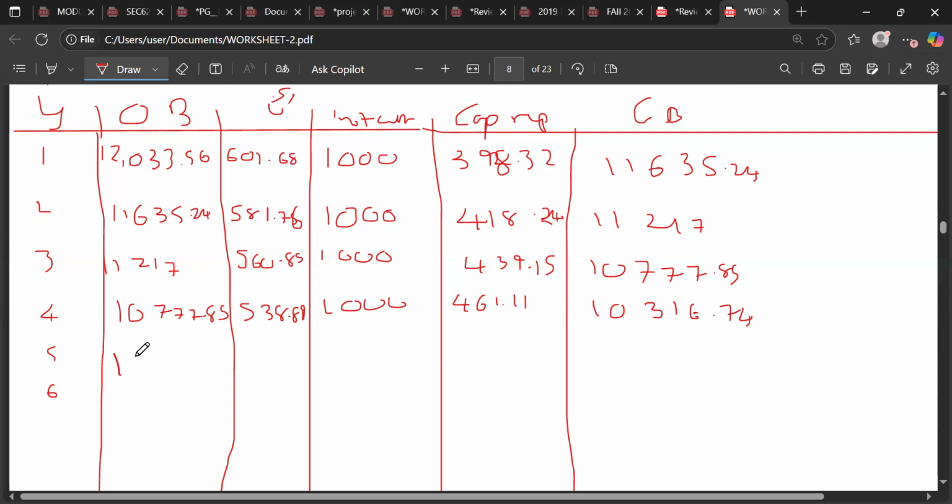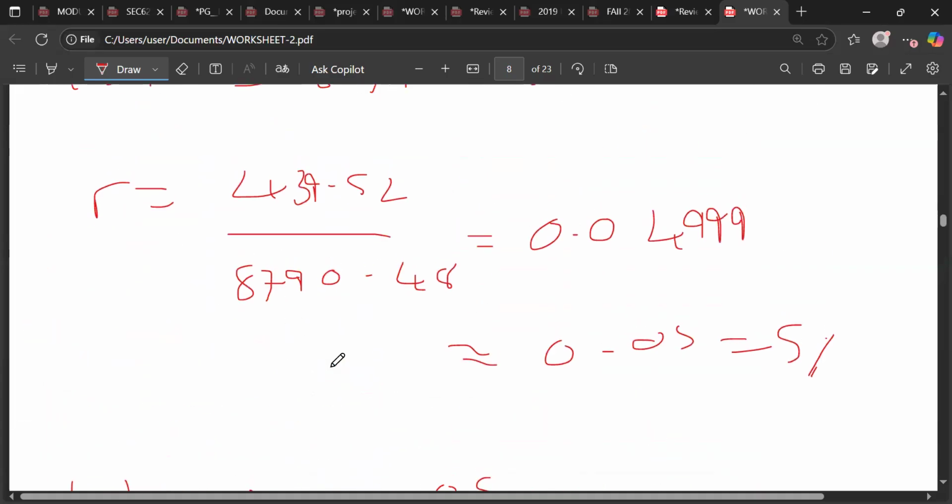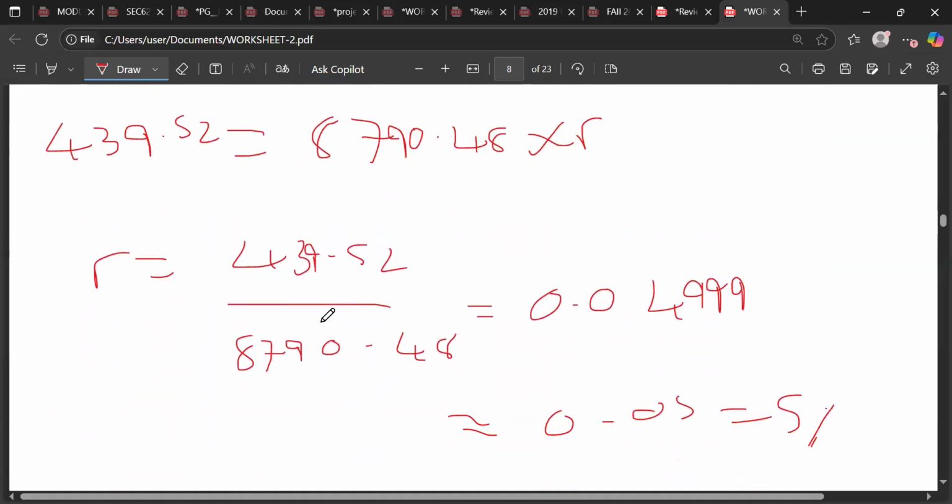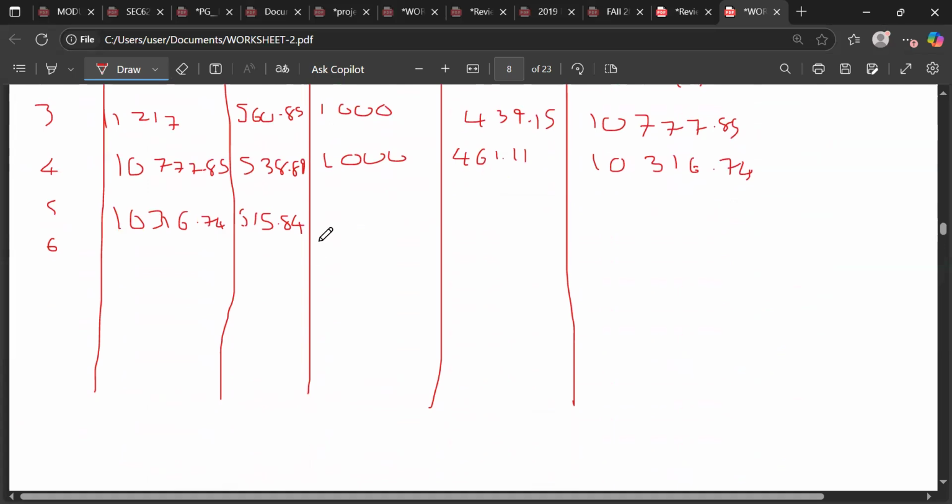This becomes an opening balance, 10,316.74, times 0.05. We're getting 515.84. So observe how I'm getting closer to the interest of this one, 430 something. So when you get to that point, it means I'm almost there.